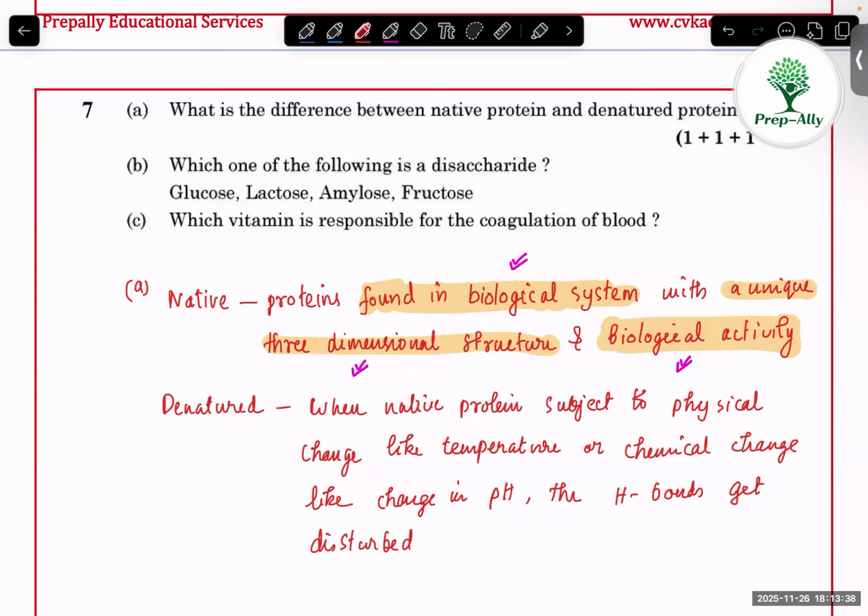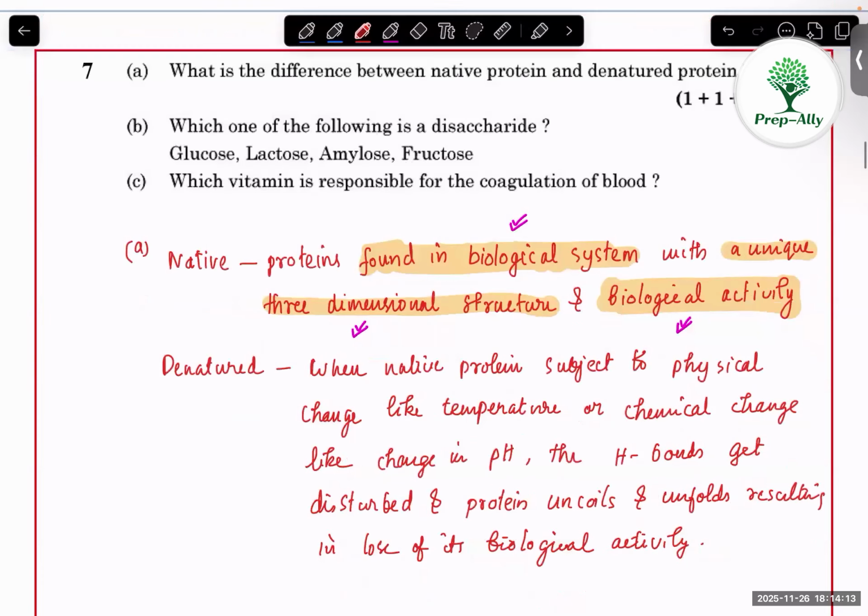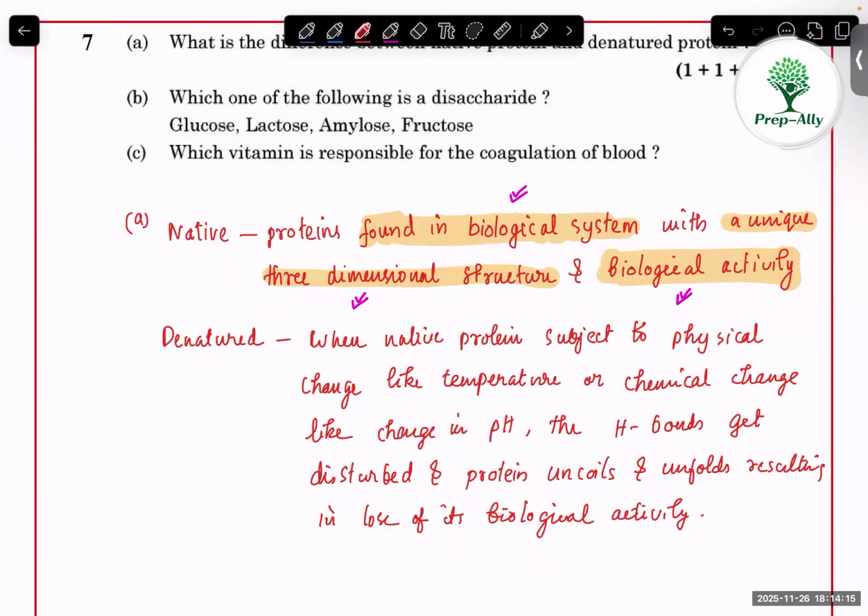So what will happen is, protein uncoils and unfolds, resulting in loss of its biological activity. So this is the key point. This is called the denatured protein or denaturation of protein. So that is what they have asked.